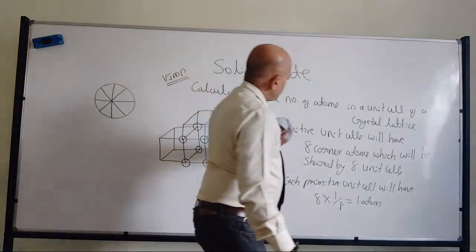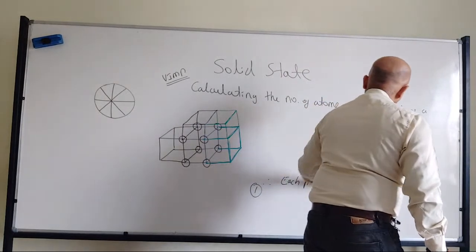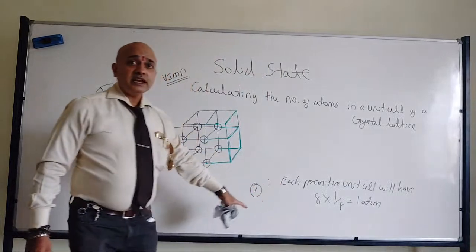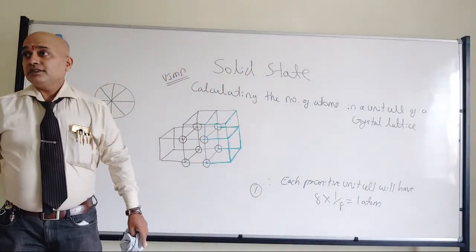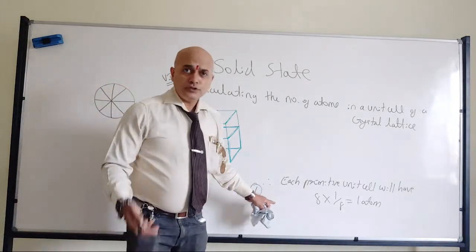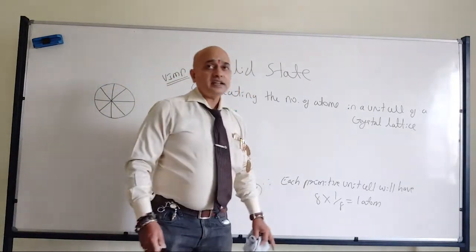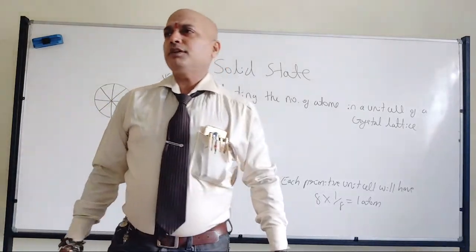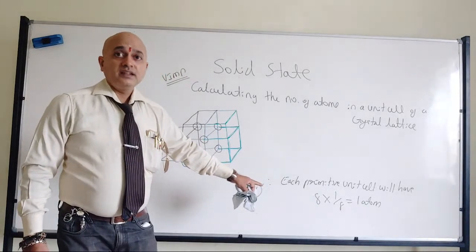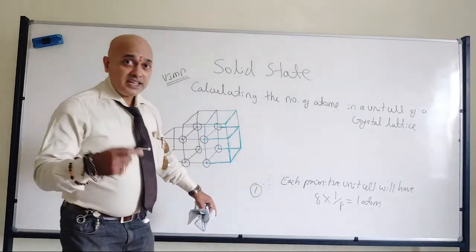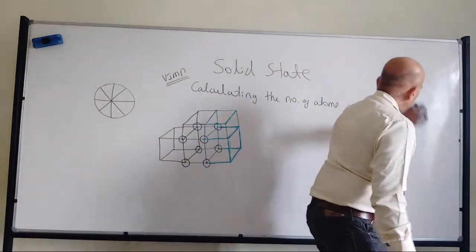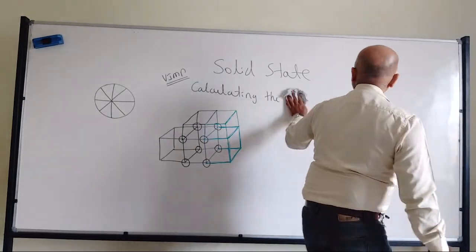Some people will not write like this. They will remove this. They are in a hurry, right? Only this much, and they think they should get 2 marks. I will not give 2 marks. I will give only 1 mark. Who knows? You might have by-hearted that 8 into 1 by 8 is equal to 1 is for a primitive unit cell. Then why should I give you 2 marks? So board exam explanation is required. So that's where we have 1 atom in a primitive unit cell.